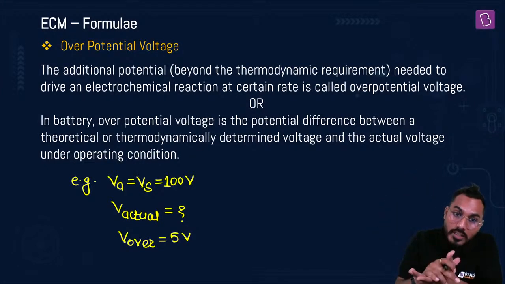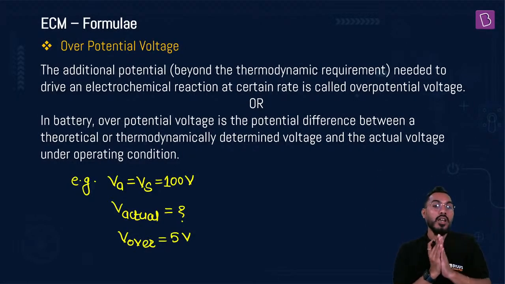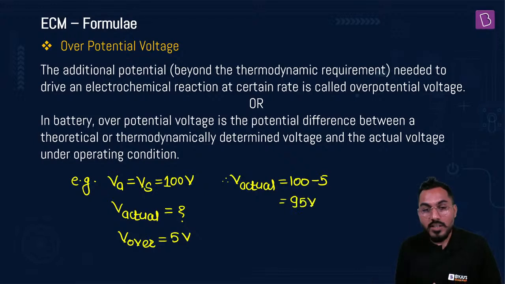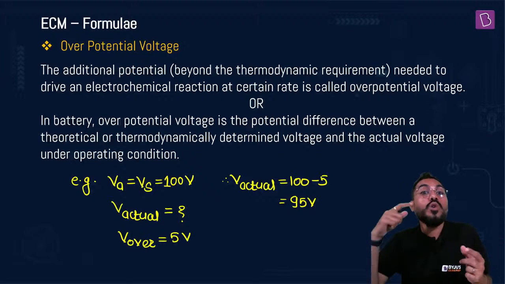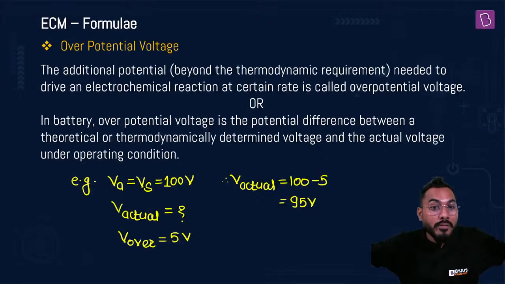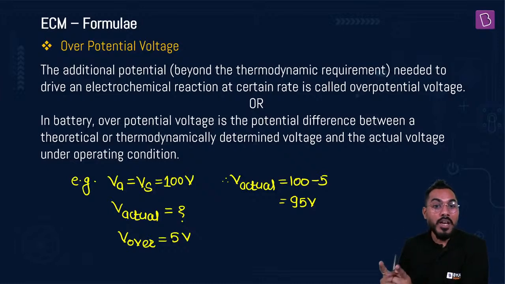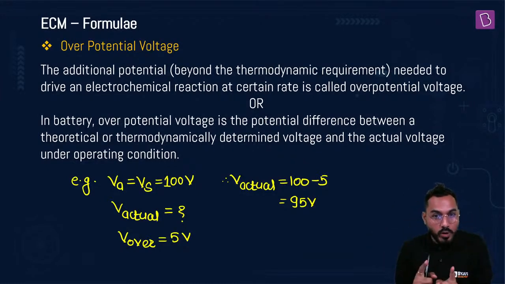If it is never used in the system, it should not be used during the calculation of material removal. Therefore I'll say that my actual voltage is exactly equal to 100 minus 5, so only 95 volt is used in the system. Why do you subtract from 100 volt? Because out of 100 volt, 5 volt is over potential, which is beyond my thermodynamic requirement. Therefore the actual voltage used in the system is the supplied voltage minus the over potential voltage.